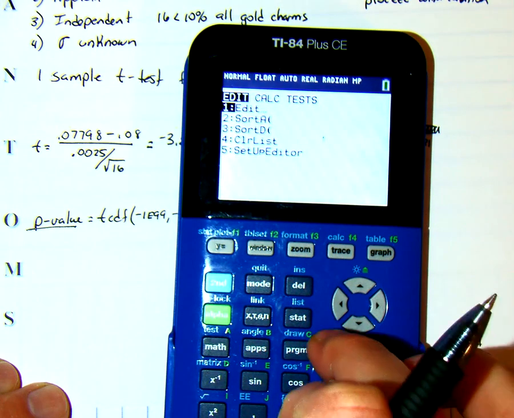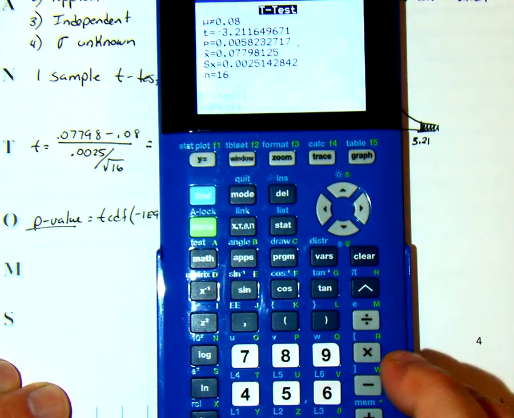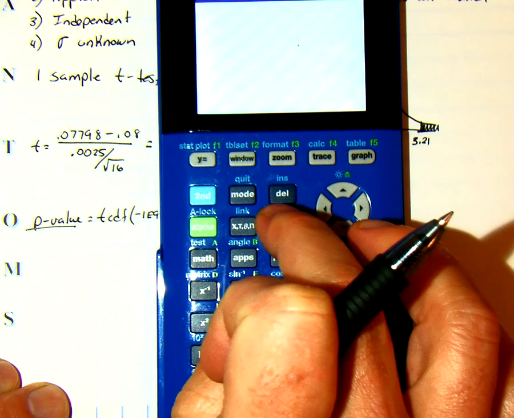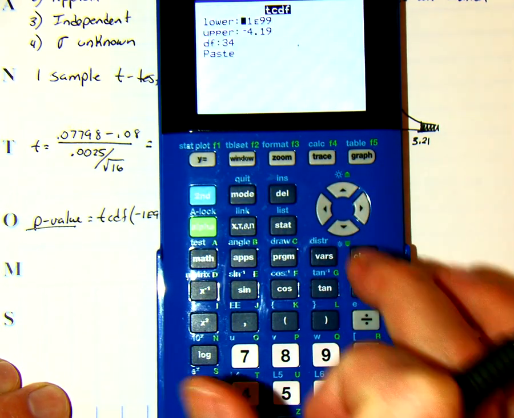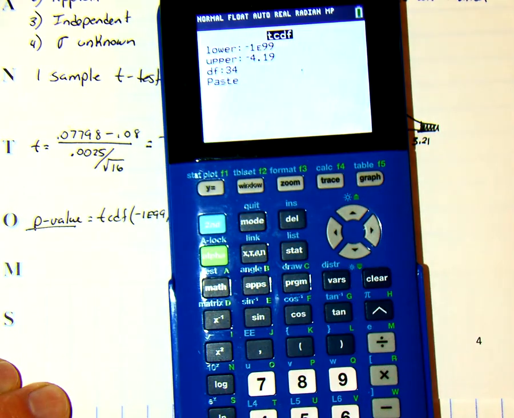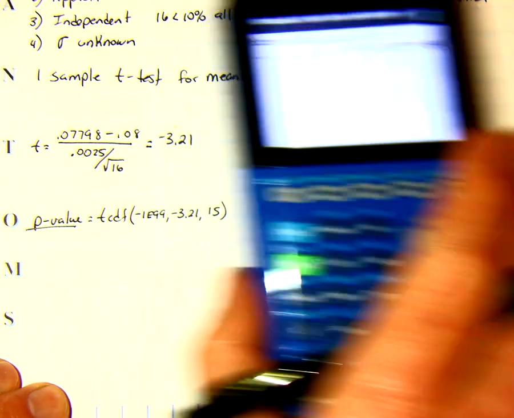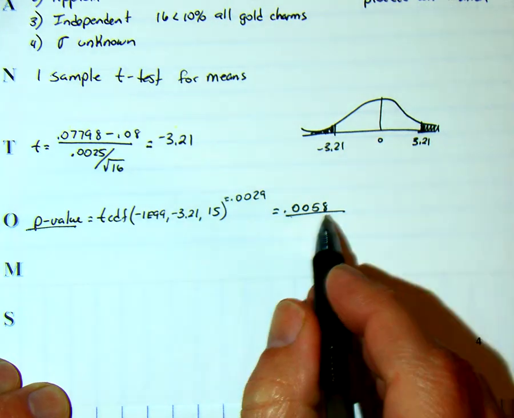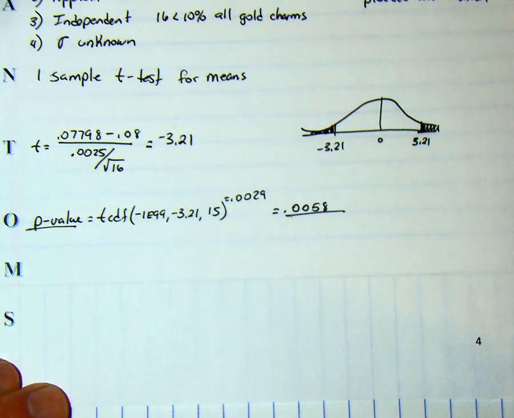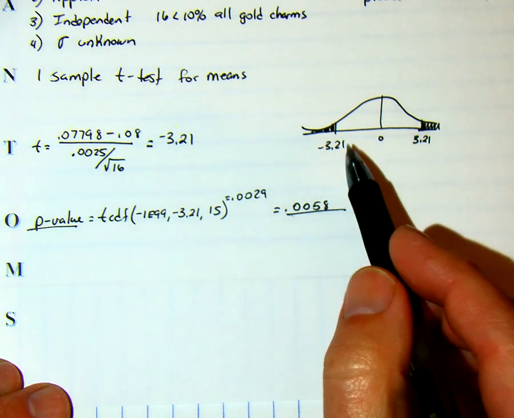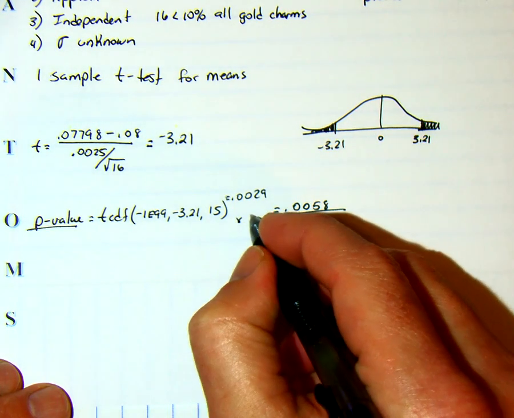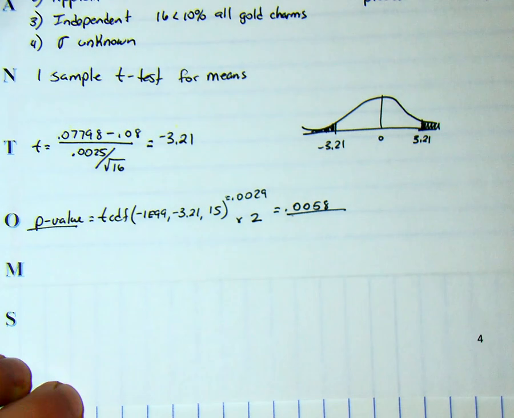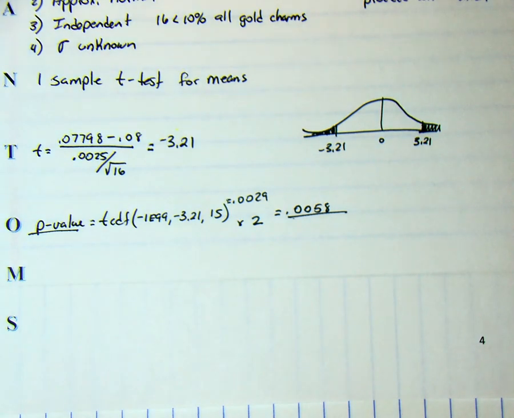Okay, so second in distribution, we're picking option number 6. Negative 3.21, my degrees of freedom is 15. 0.0029. Why is this 0.0029 and I got 0.0058? Remember that this is a two-sided test, so we need to take this times 2, and that gives me the 0.0058. So we were good. Okay, we've done everything right.